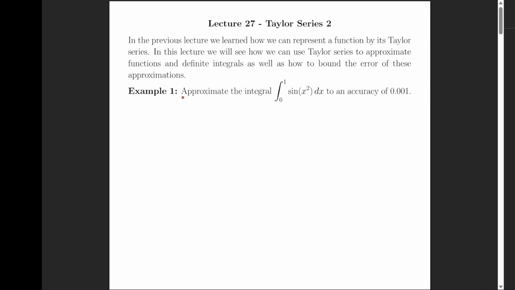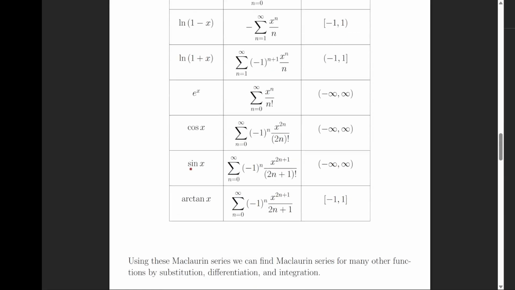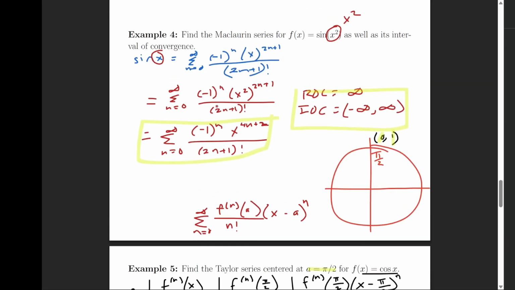So it says approximate this integral. We put it as a fraction so it's easy to look at. And when it's this, you want to find the Taylor series or the Maclaurin series. In this case, if you look at the chart, we don't have sine x squared, but we do have sine x, which means you could use this right here to find the series for this. But if you remember in the last video, we already worked that out in this problem right here.